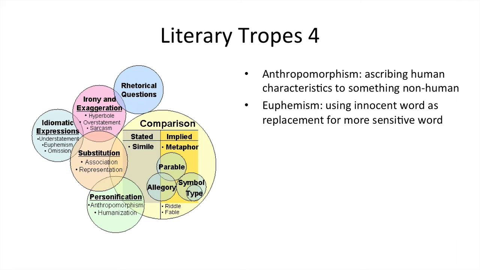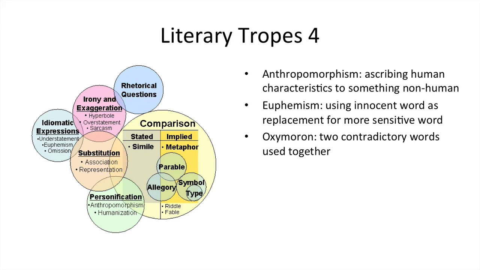A euphemism, I earlier said something about innuendo. So euphemism, closely related to that, that's using an innocent word as a replacement for a more sensitive word. Often sexual, but it can be something others as well. It's like using a euphemistic word for death, or instead of saying he died, he passed away, for instance. That's like a euphemism. You don't want to use the word die or death.